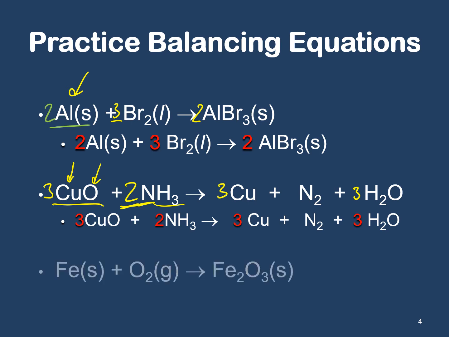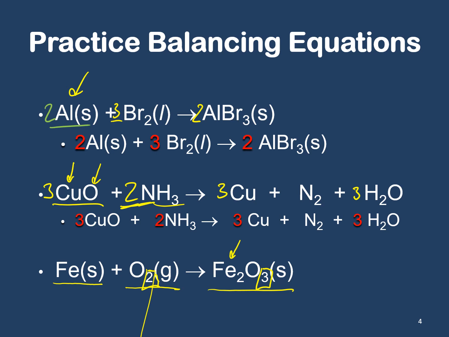All right, let's do one more example, and then we'll move on to one last slide. If we have iron reacting with oxygen to form this compound, iron 3 oxide, well, we know that this iron 3 oxide is the more complex one, so we're going to start here. Again, I'm going to start with oxygen, particularly because there's a 2 and a 3 involved.